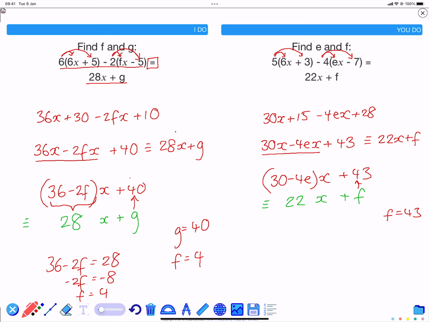But the coefficient of x, the 22, is 30 minus 4e. So 30 minus 4e is equal to 22. And subtracting 30 from both sides would give negative 4e is equal to negative 8. And therefore e is equal to 2. I've now found my value of e and f, and therefore answered the original problem.